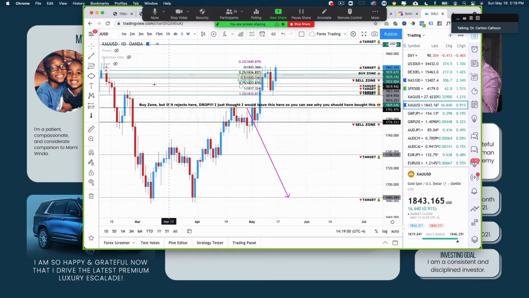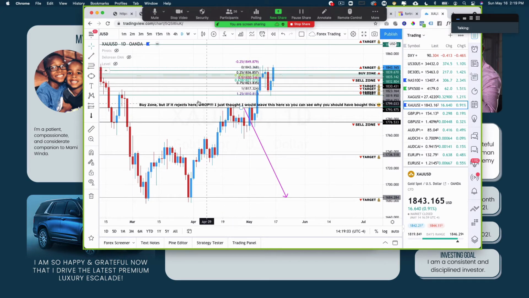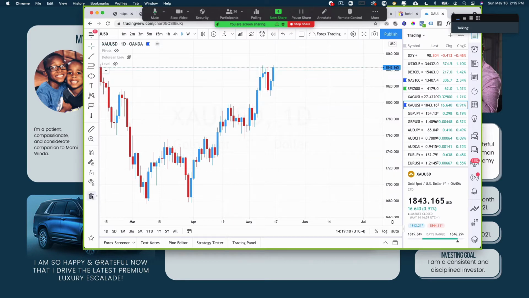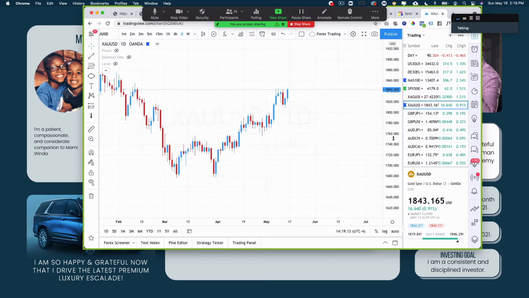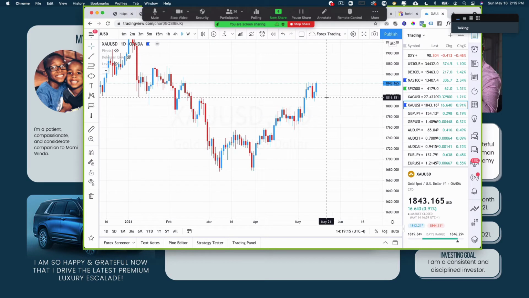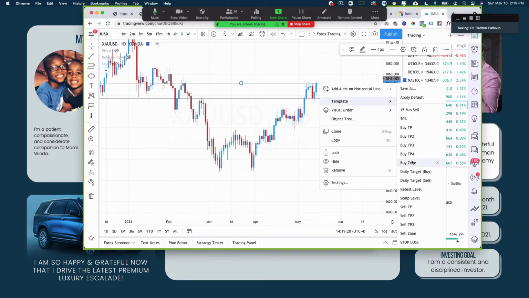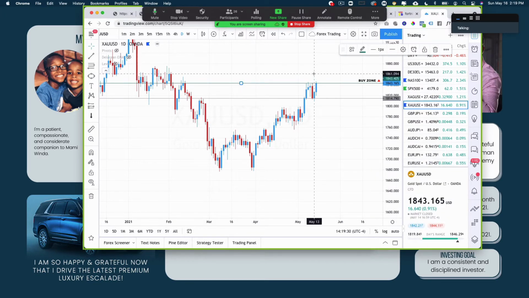Gold is similar. Let me clean this up now. Look at that. This was the buy zone. This was the breakout. It came back, retested. It's literally at the next area. So this is your buy zone. First target. If you notice, look at where my targets and my entries are. They're always at pairs.